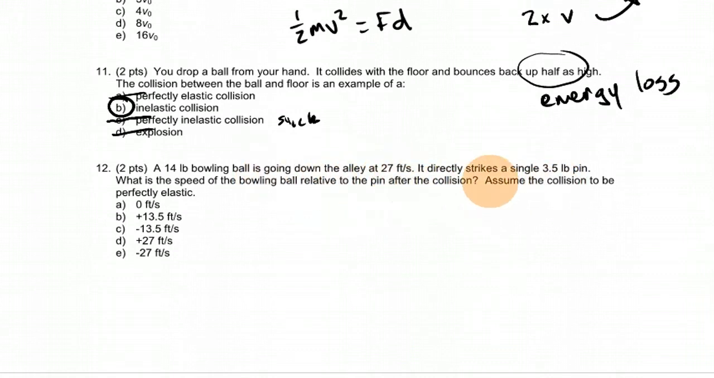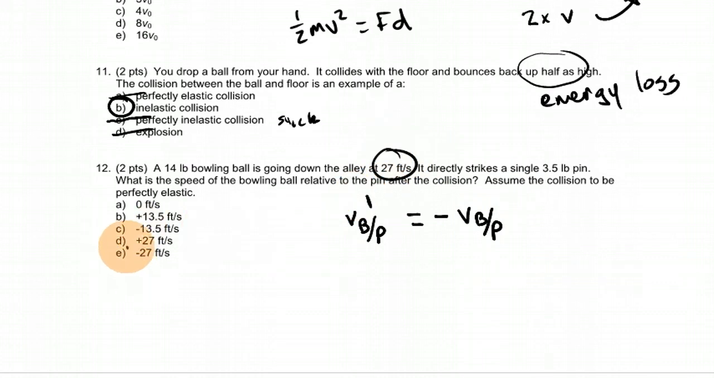Okay, and our last one here, a 14-pound bowling ball going down the alley at 27 feet per second directly strikes a 3.5-pound pin. Speed of the bowling ball relative to the pin after the collision, perfectly elastic. Alright, so we want the velocity of the ball with respect to the pin after the collision. Okay, and if you remember our equation for perfectly elastic, that's equal to the negative of the velocity of the ball with respect to the pin before the collision. Alright, so there's 27. It's going to be the minus 27 answer.